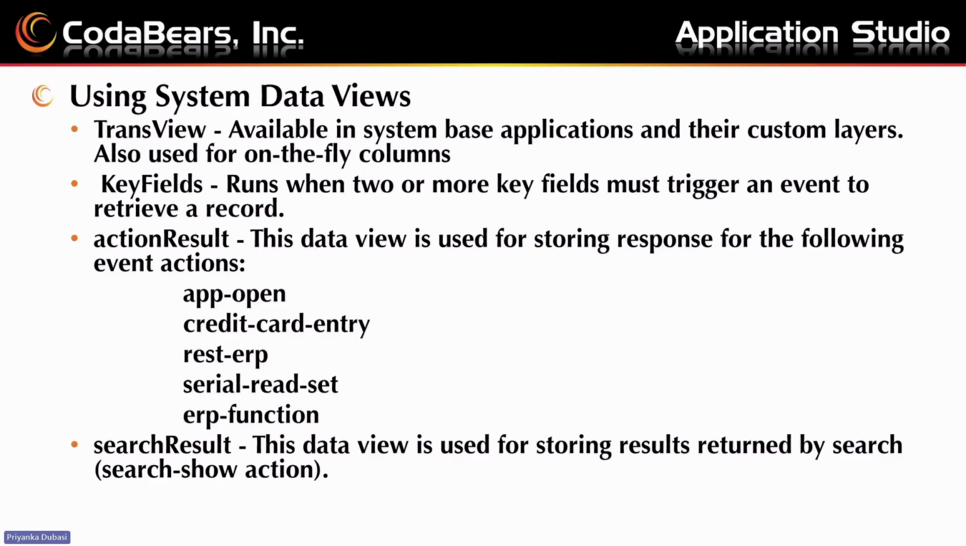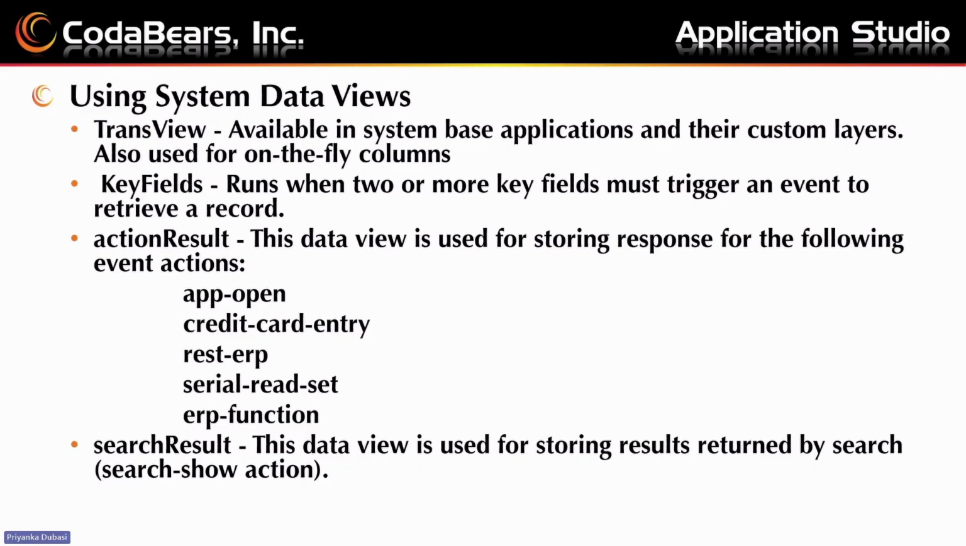The most common ones would be your TransView, your key fields, action result, and search result. These are available on pretty much all the forms.